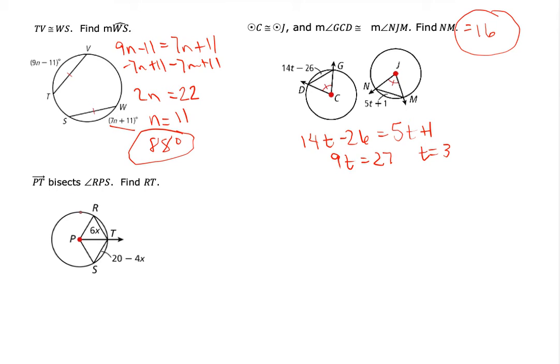One more down here. This one says that the ray PT bisects angle RPS, and then we're supposed to find what length RT is. Well, RT is 6x and ST is 20 minus 4x. So we're just going to set those equal to each other. One more time. Add 4x. X is 2. And then I'm just going to plug that in and I get 12.